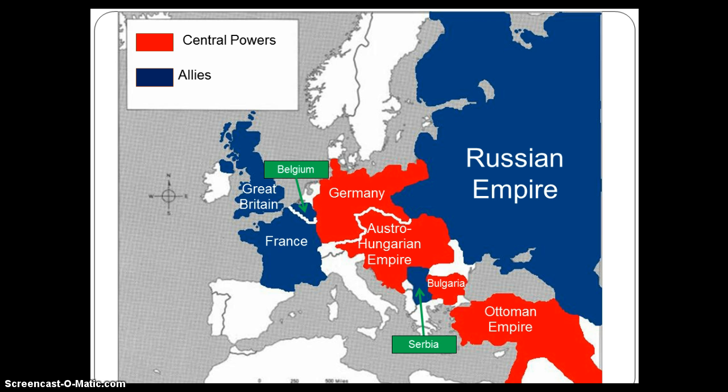So here's a map showing the different countries involved in the war. And again, these aren't all the countries, but just some of the primary ones. The countries in blue are the Allies, and the countries in red are the Central Powers. An easy way to remember that is that basically those countries are in the center of Europe.